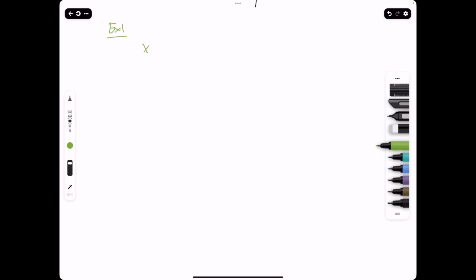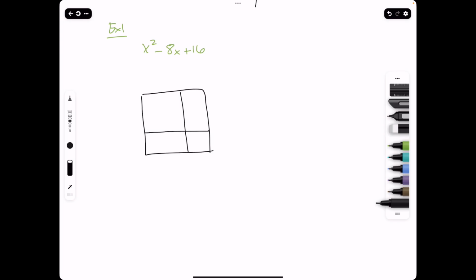It says to factor x squared minus 8x plus 16. And as I keep going back to the box, it helps us keep things organized, make sure we always have what we need, and pay attention to signs. You'll get used to not using it at some point, but for now we're going to keep it. So pretty simply, x squared can only be broken down into x and x on the sides. x times x is x squared.